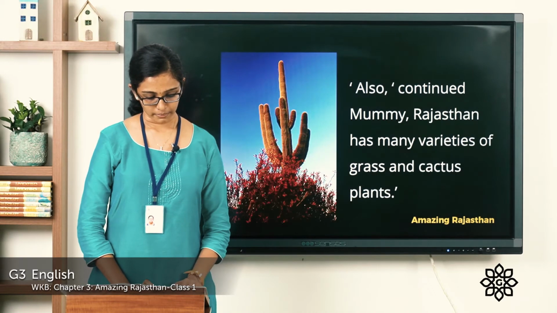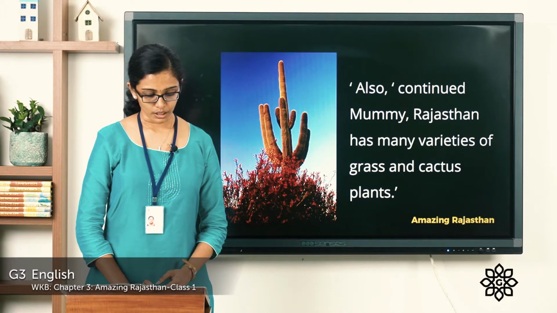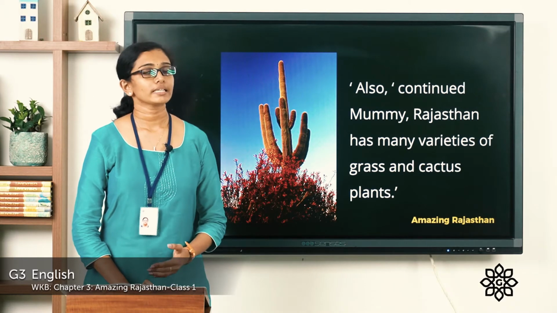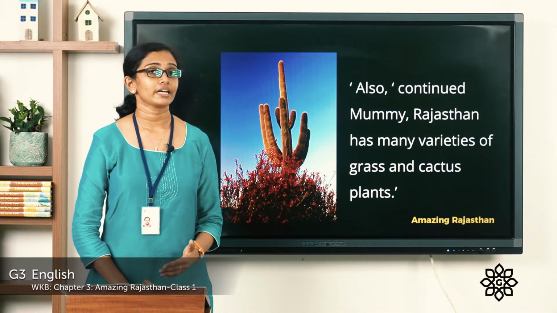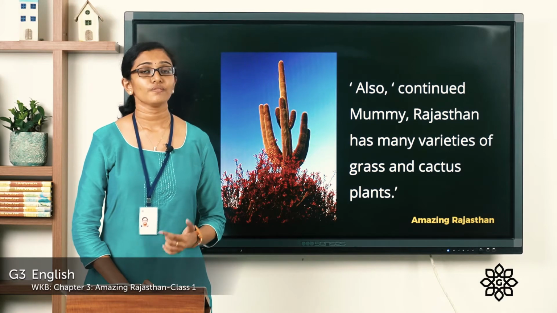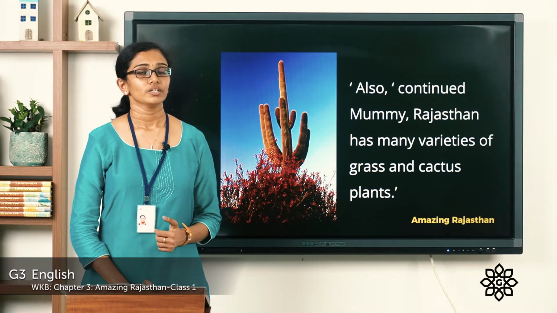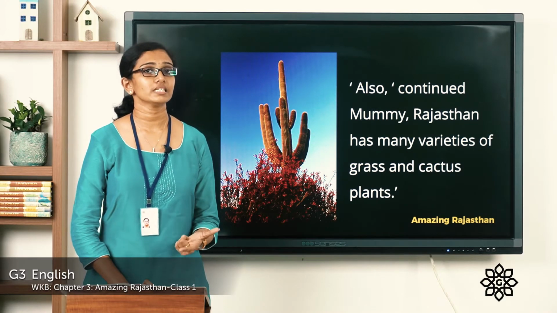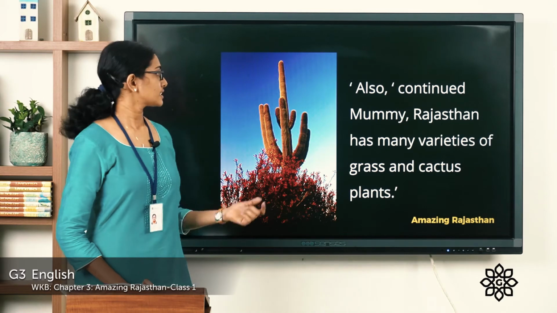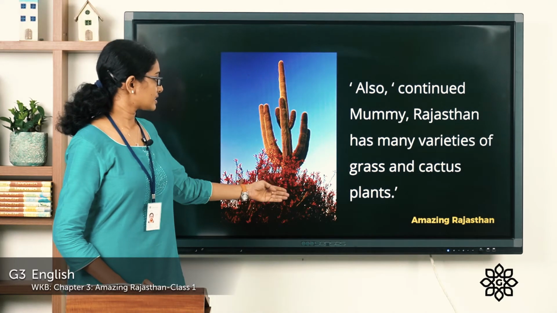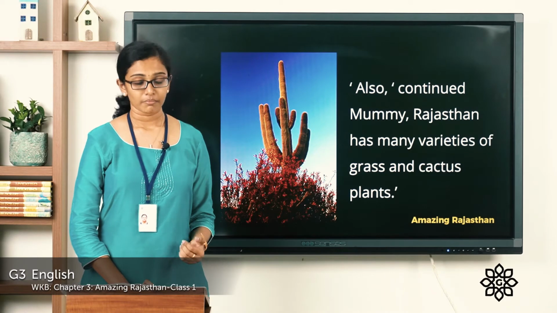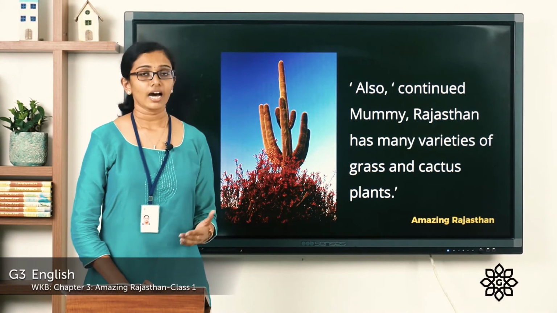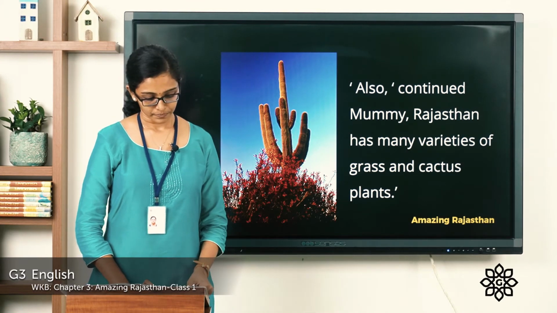Also, continued Mummy, Rajasthan has many varieties of grass and cactus plants. So their mother was telling, even though it's a desert and the vegetation is comparatively less, there are many varieties of grass and cactus plants there. This cactus plant is a plant which grows in areas where the water is scarce. Have you seen a cactus plant? See, this is one cactus plant here and you can see a variety of grass over here. So their mother educated them that even though it's a desert, there are many varieties of other plants there.